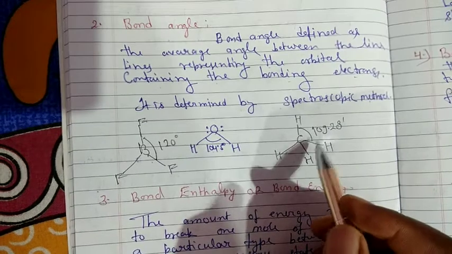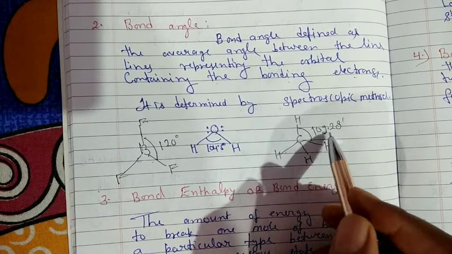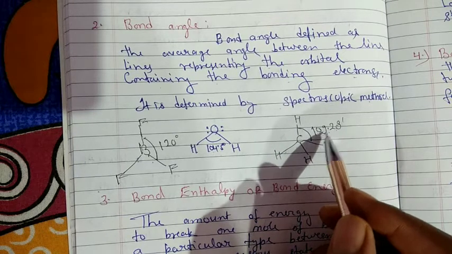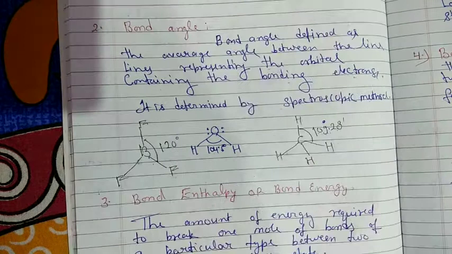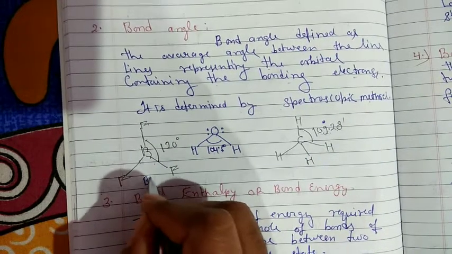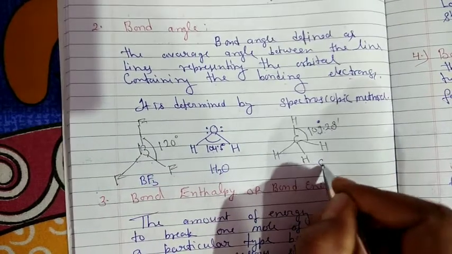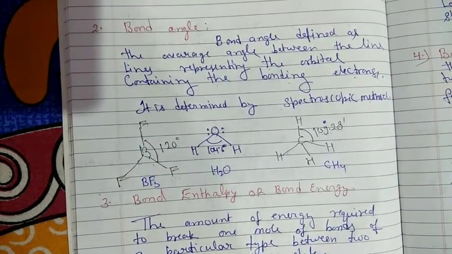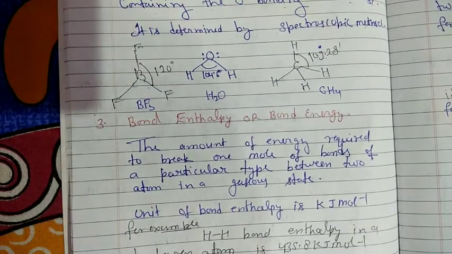And the bond angle of methane is 109.5 degrees, or 109 degrees 28 minutes. This is the formula of BF3, water, and CH4, methane. And the third parameter is bond enthalpy or bond energy.